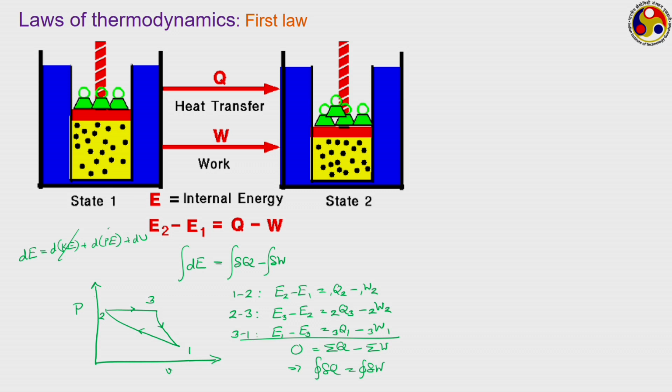In practical cases, these two may be extremely small compared to this one. In that case, you can replace this dE with dU, but mind you, this is possible only when the changes in kinetic and potential energies are negligibly small compared to the change in internal energy, or to be more specific, you are talking about a stationary system. Stationary means there is no change in kinetic or potential energies.